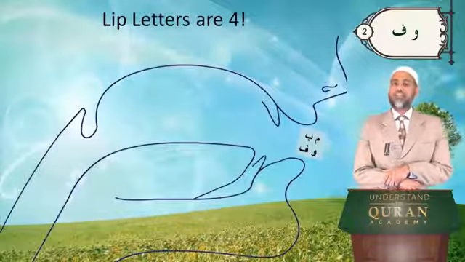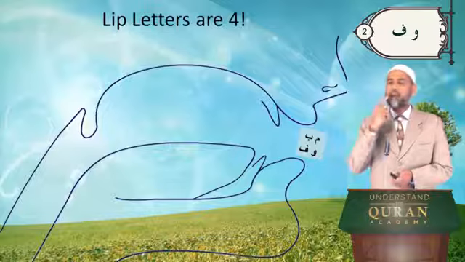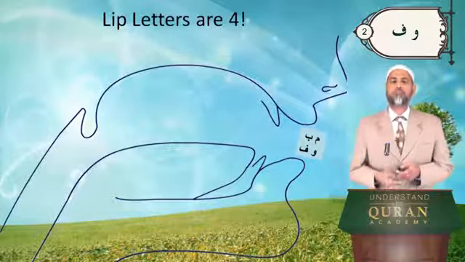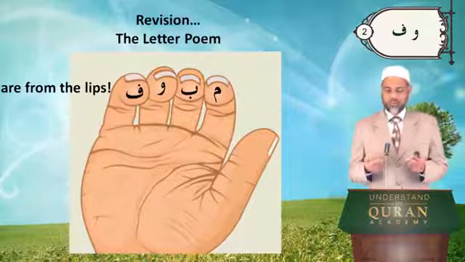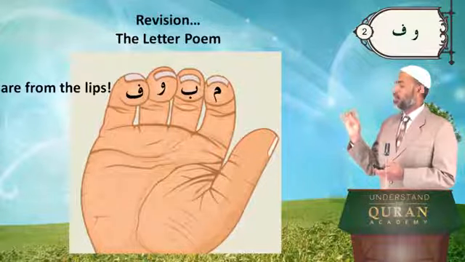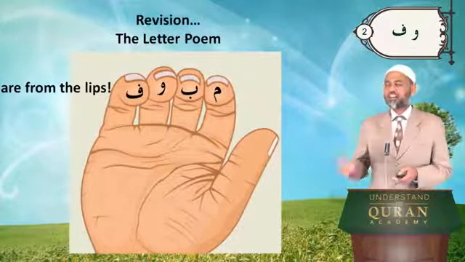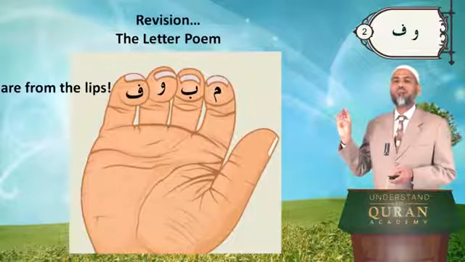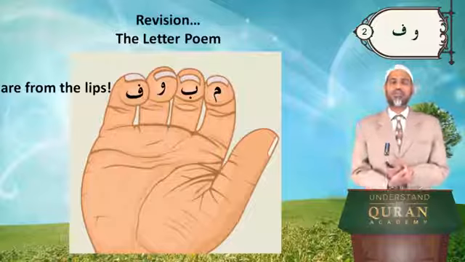We are learning lip letters. Lip letters are 4: Ma, ba, wa, fa. And we have a poem which we will continue learning. Ma, ba, wa, fa are from the lips. Okay, once again. Ma, ba, wa, fa are from the lips. We will continue this in future lessons.